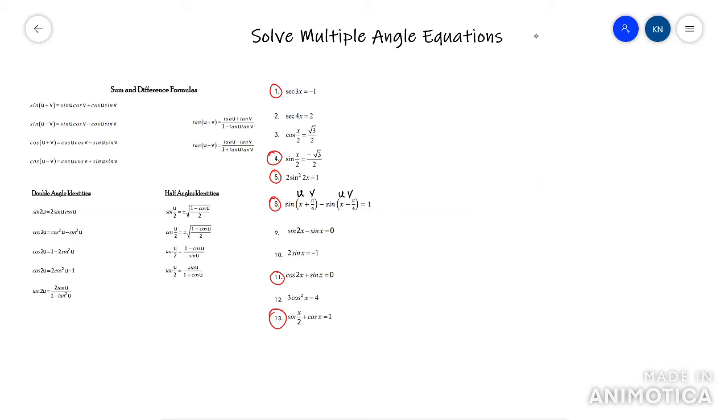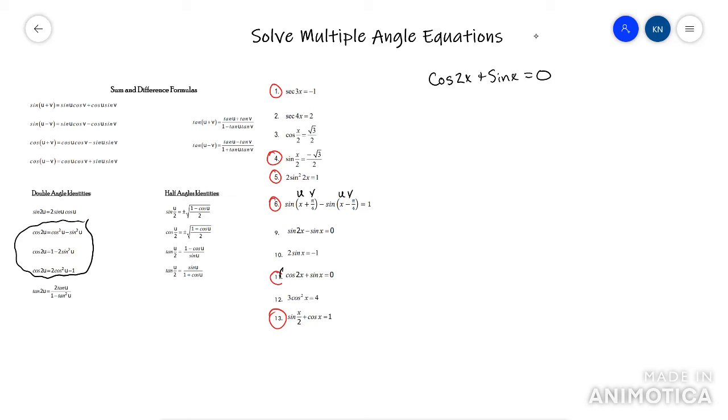Okay, number 11. Number 11 is not too bad, but you will have to change cosine 2x. So here's what I mean. You've got cosine 2x plus sine x equal to 0. All right, cosine 2x can change to any one of these 3 equations. Now, which one do you choose?